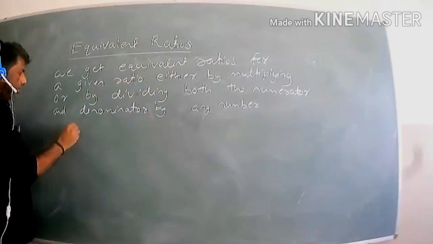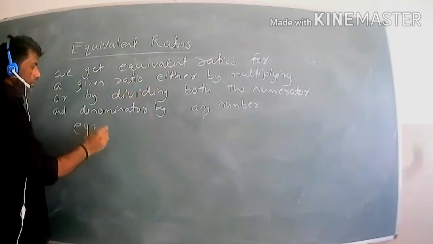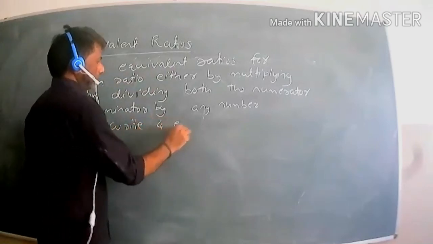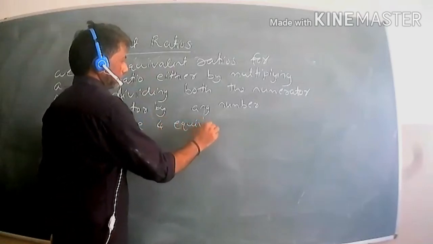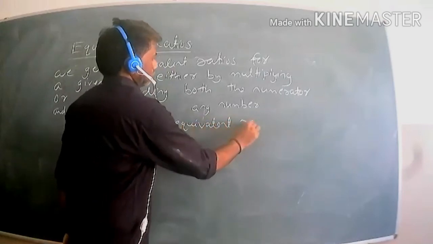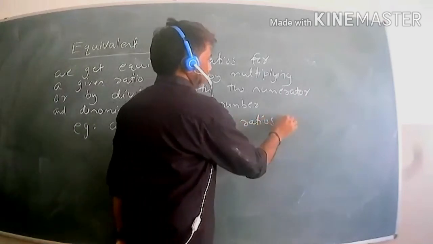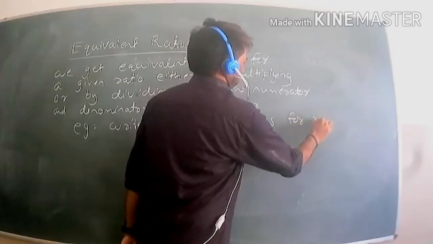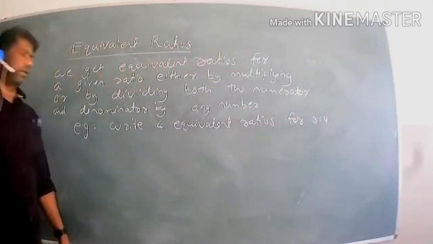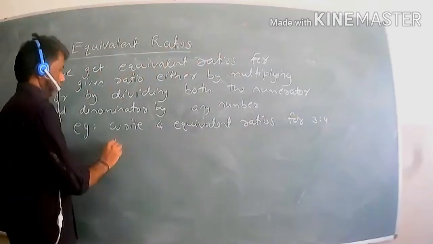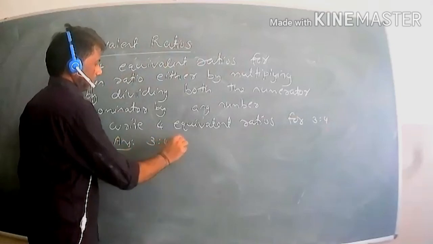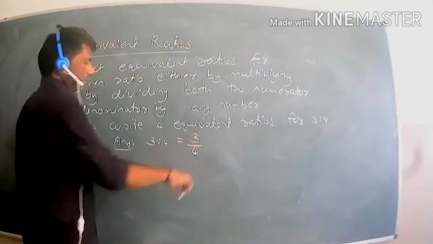So let us do one last example. Write 4 equivalent ratios for 3 is to 4. You have to write 4 equivalent ratios. 3 is to 4 we can write in fraction form as 3 by 4.